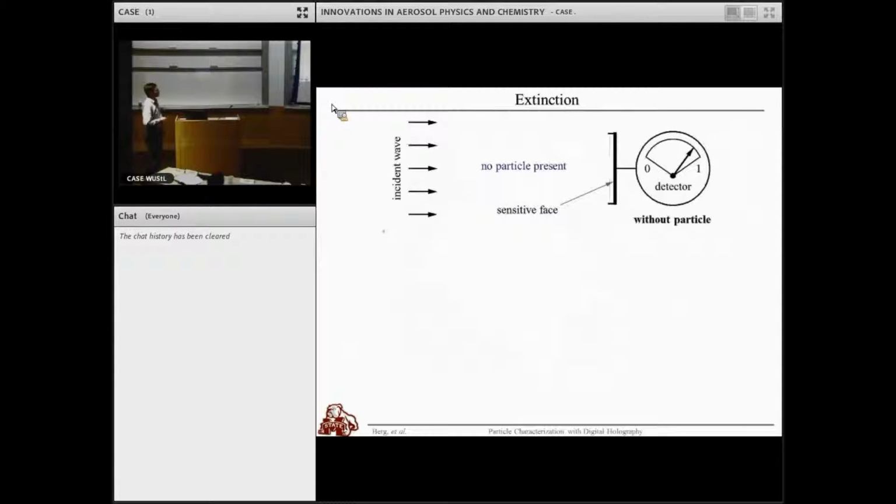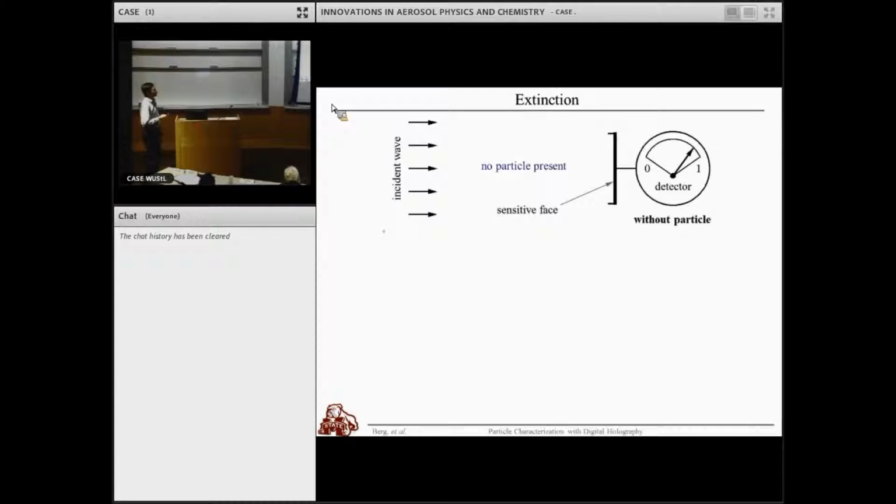Okay, fine. So we can use holography to look at the shape and size of particles, but it turns out, this is our more recent work, that there's a whole lot more information contained in the contrast hologram than just the morphology. And in particular, it relates to the extinction cross-section of the particle. So before I get into how that works, let me remind you what I mean by extinction cross-section.